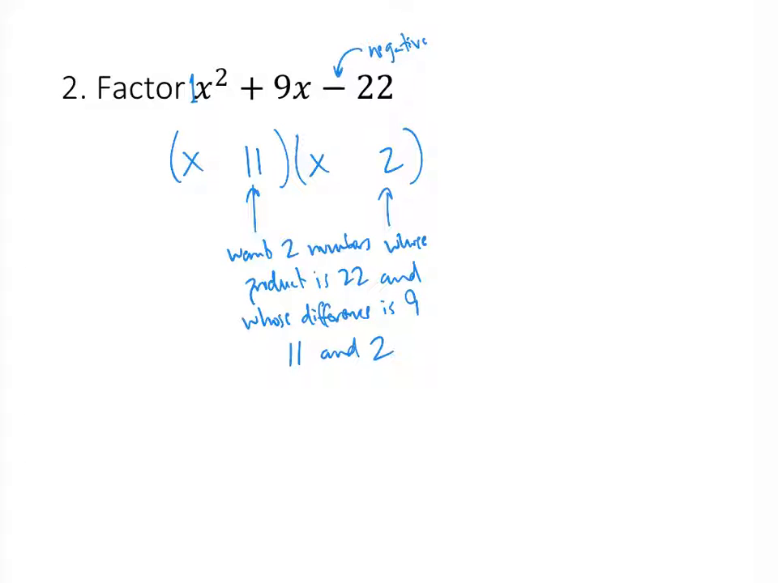Now one of those is going to get a plus sign, and one of those is going to get a minus sign. How do we decide which is which? Well, now we look at the sign on the 9. Because we have positive 9, we want the bigger number to be positive. So that means we want plus 11 and minus 2. And just to check, the sum of those two numbers, 11 plus negative 2, is positive 9. And remember, we can always check any factoring problem by multiplying it back out, and we can check this and see that this really is our correct answer.